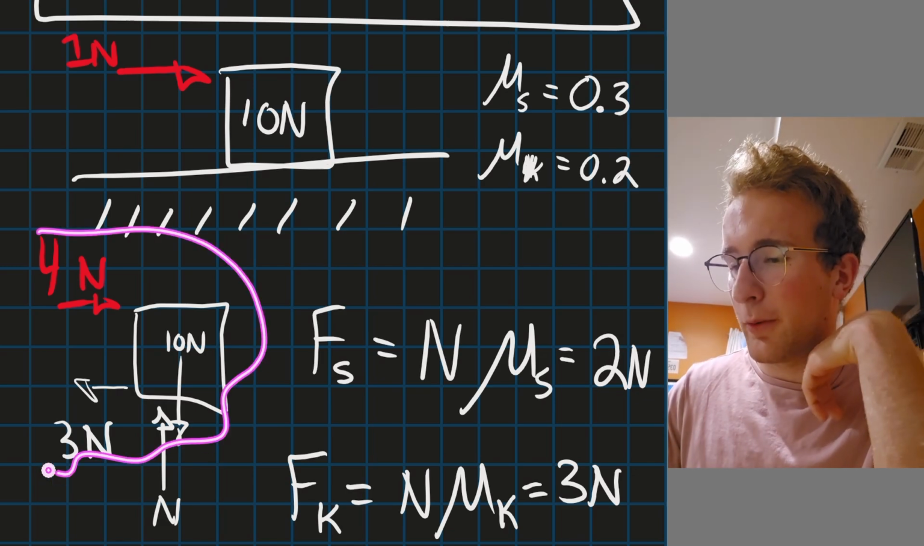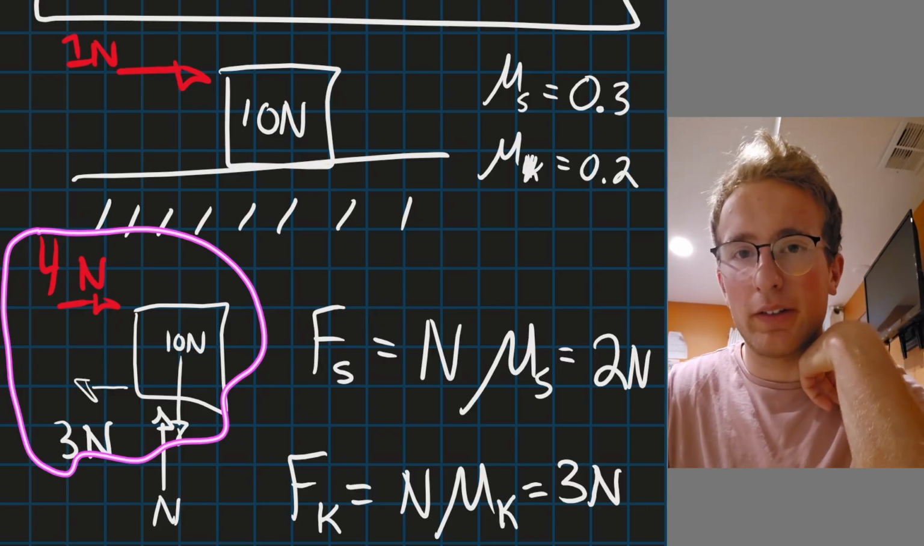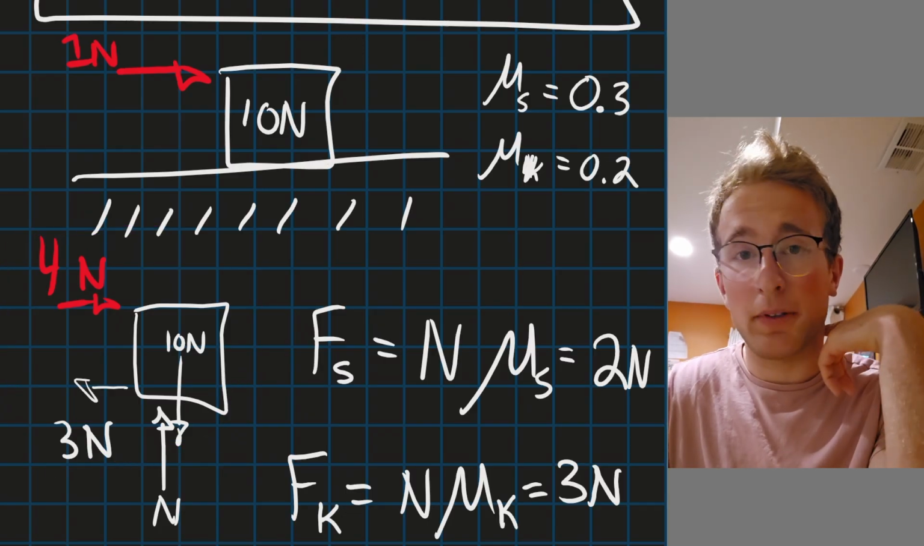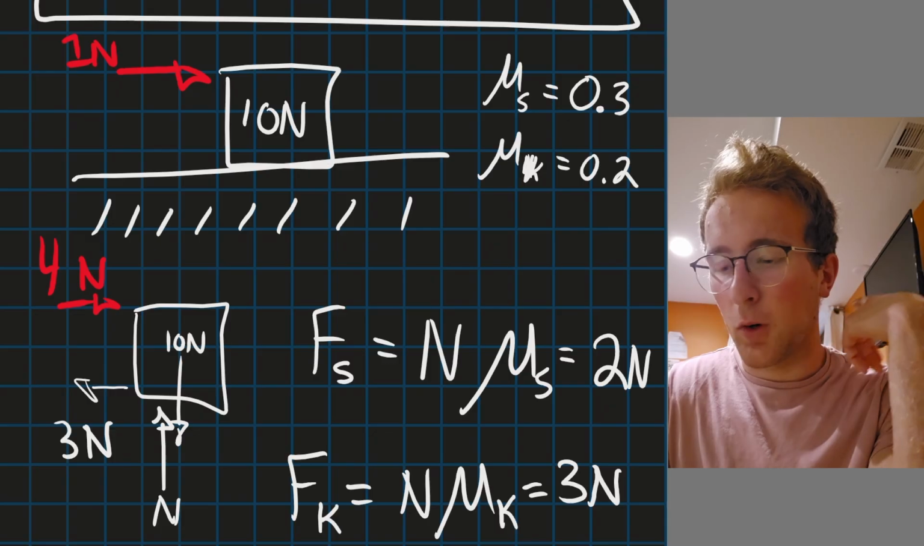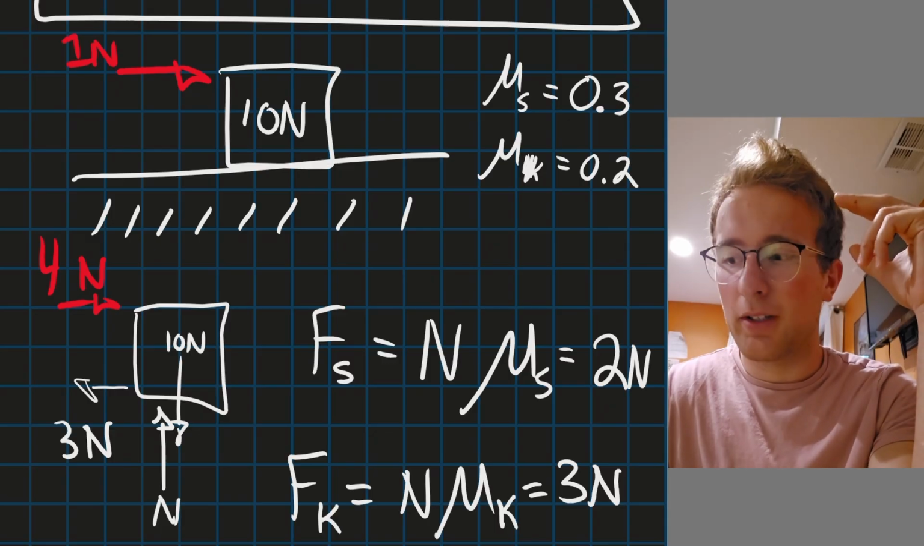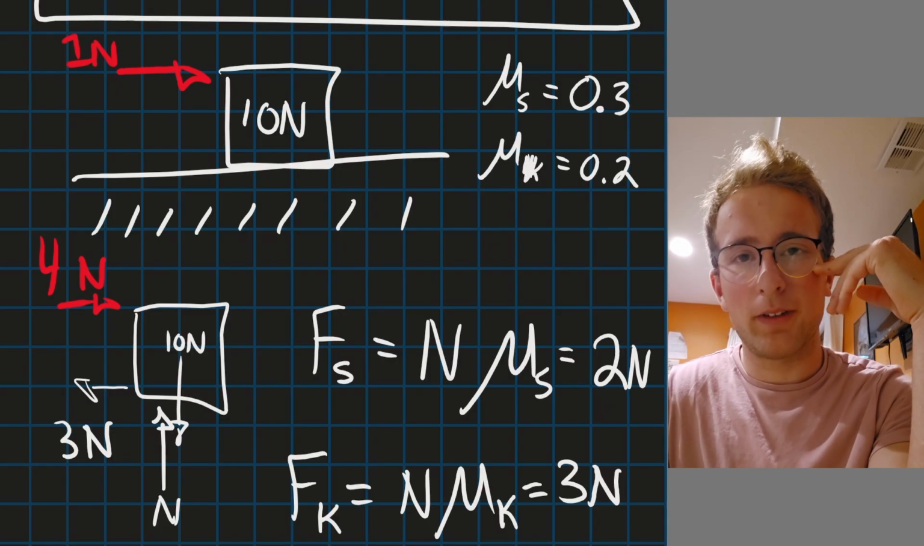So the sum of the forces in the x direction of this is not 0. It cannot be 0 in this problem, the coefficient of frictions just aren't high enough. So the object is going to accelerate. It's not going to be static.